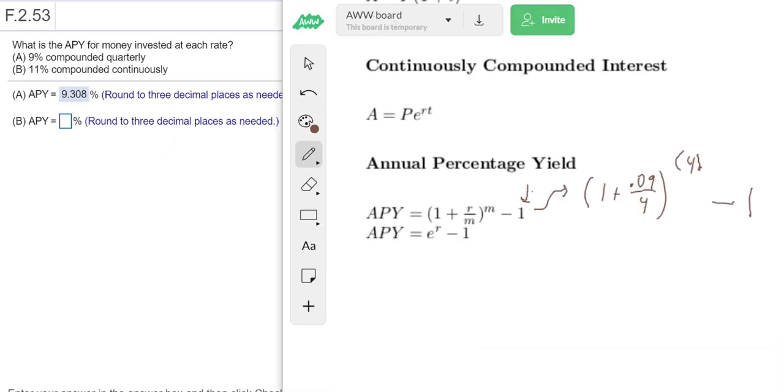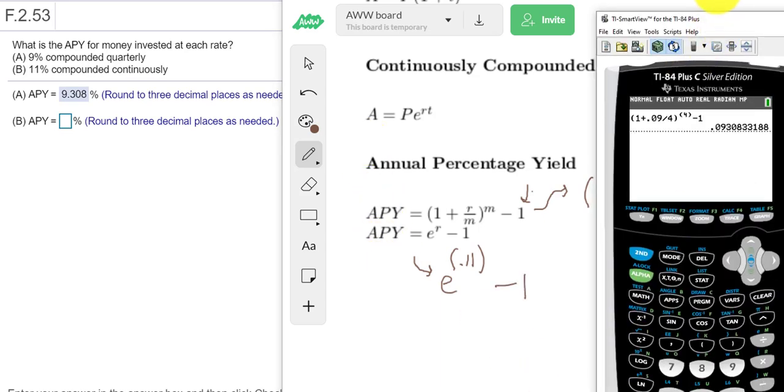Let's pull out our whiteboard again. So now we're going to use the bottom formula because it says continuously. Okay, so what is that going to look like? I'll just kind of drag this down here. So it's going to be e to the r. In this case, r is 0.11 because it was 11%, minus the 1. All right, that's not too bad.